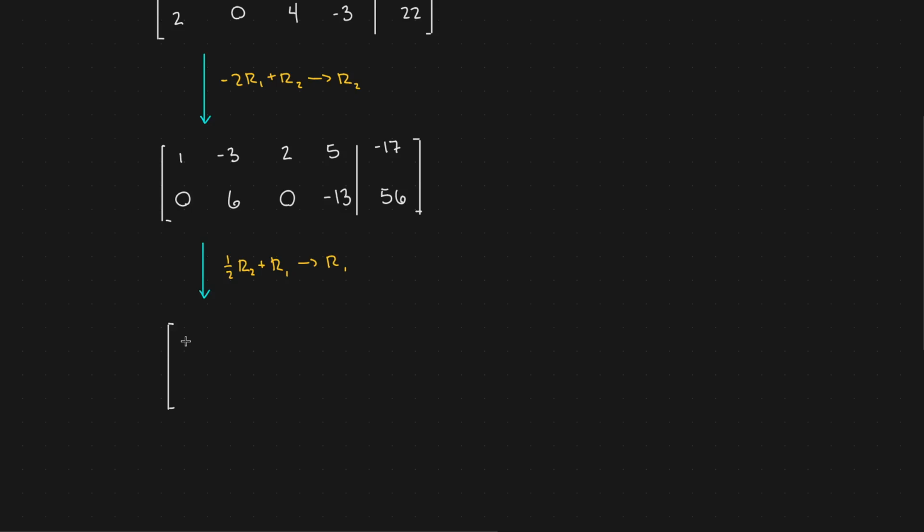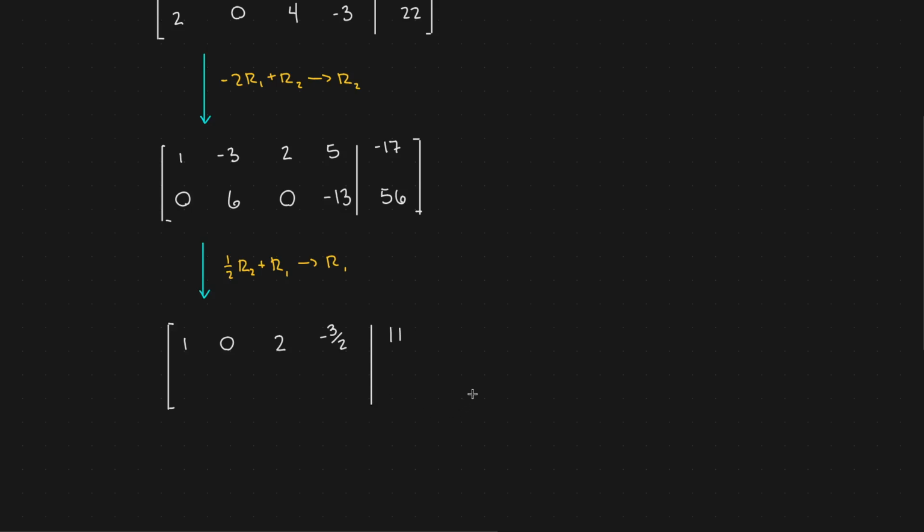Okay, so I have 0 plus 1 is 1. 1/2 times 6 is 3, plus -3 is 0. That 0 is the whole reason I'm doing this operation, so it's good that I got it. 1/2 times 0 plus 2 is 2. 1/2 times -13 is -13 halves. Plus 5. 5 is 10 halves. So I'm going to get -3 halves. And then 1/2 times 56 is 28. Plus -17 is 11.